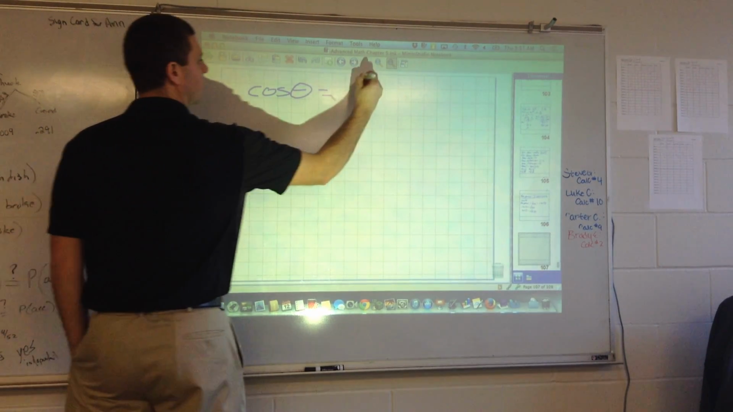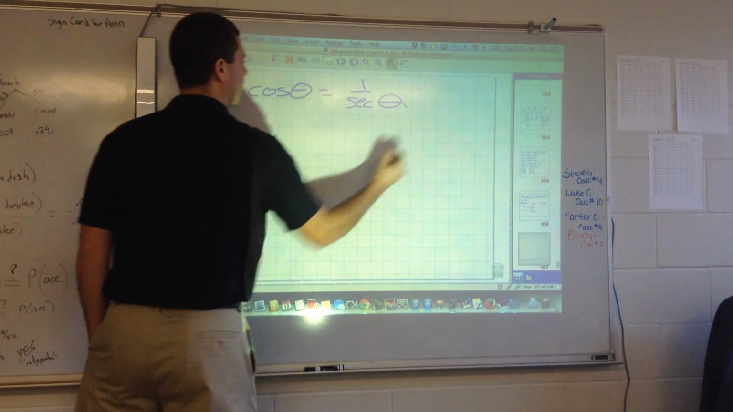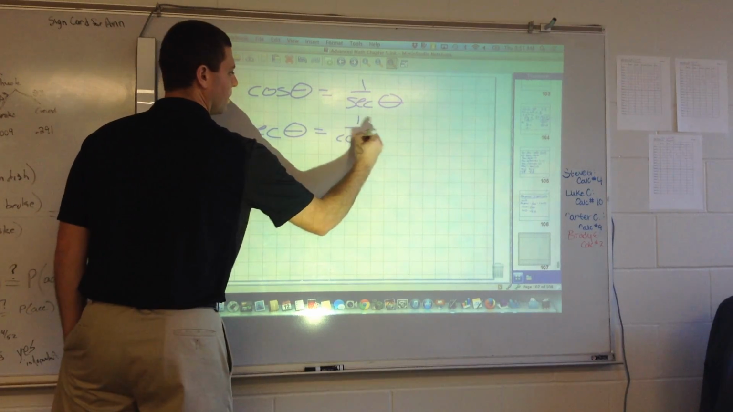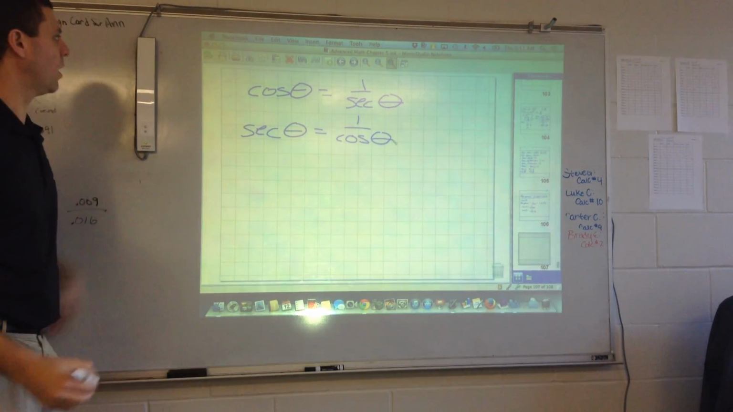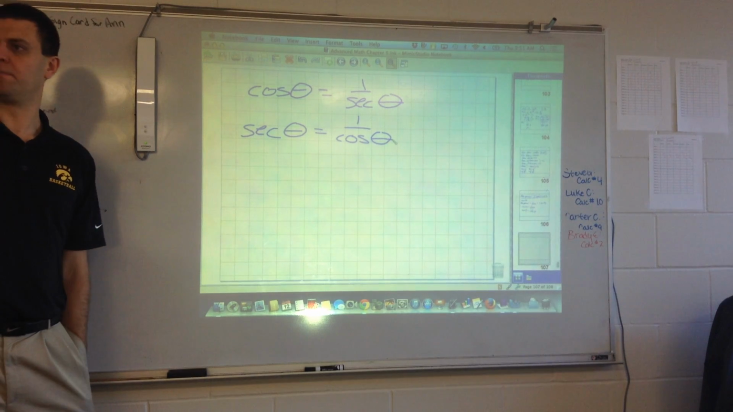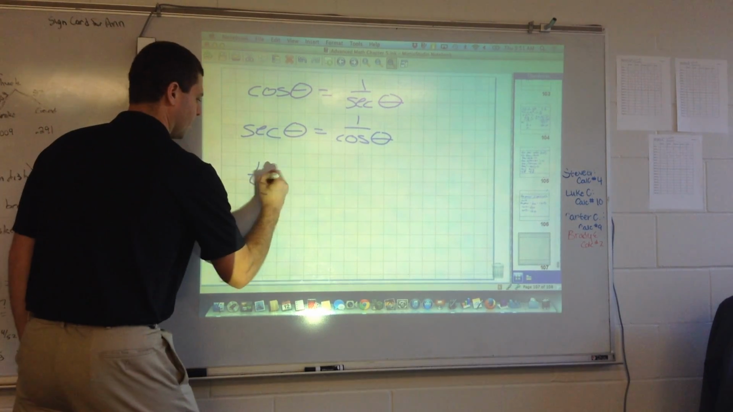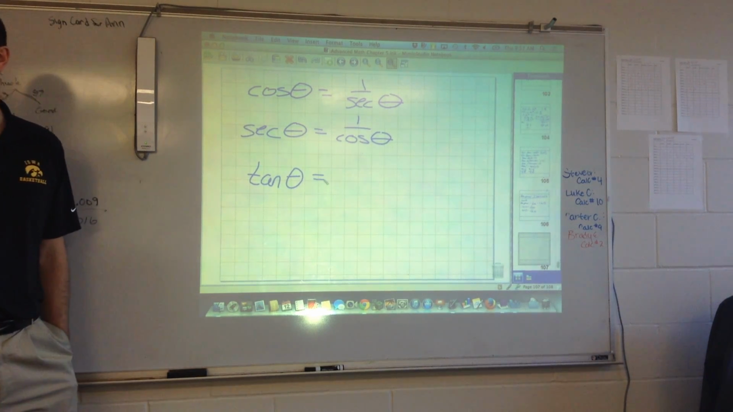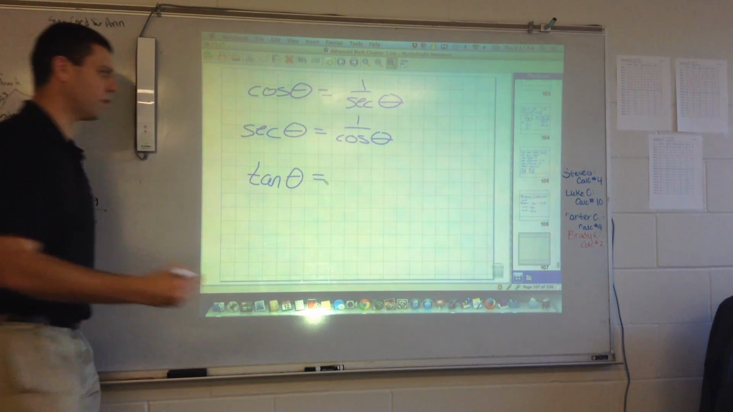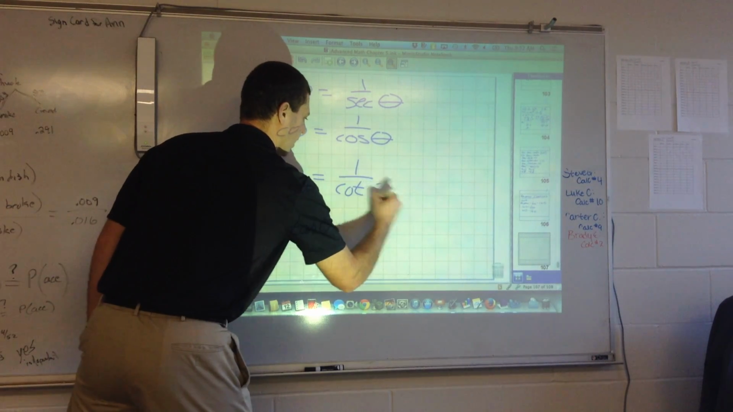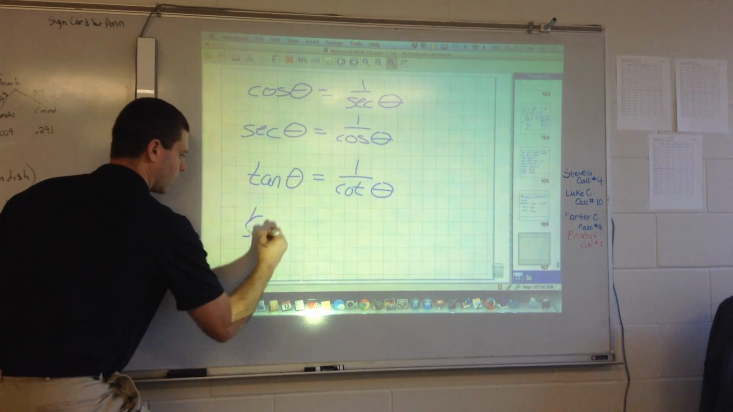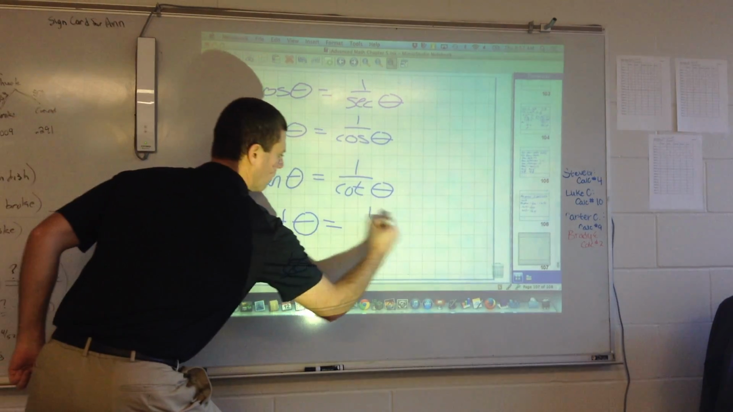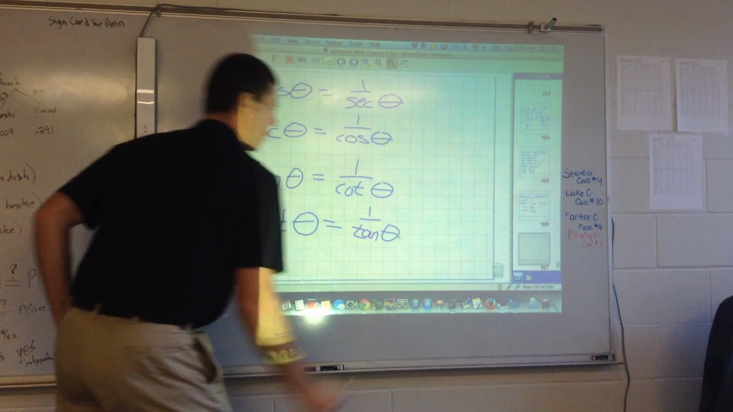Cosine of theta is 1 over the secant of theta, or the secant of theta is 1 over the cosine of theta, however you want to think of it. Haley, tangent of theta would be the same thing as what? 1 over the cotangent of theta. Good job. And Jack, the cotangent of theta would be what? 1 over tangent of theta.